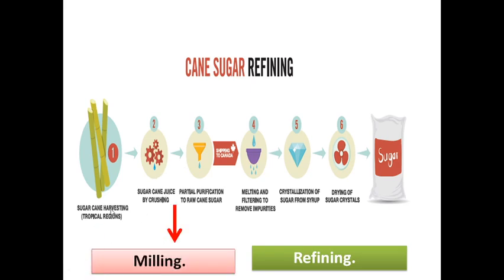Like, sugarcane is harvested, then it's transported to the mills. Here it's crushed and juice is extracted from this. Partial purification to get raw sugar. This process is done in the mills. So this process is known as milling.